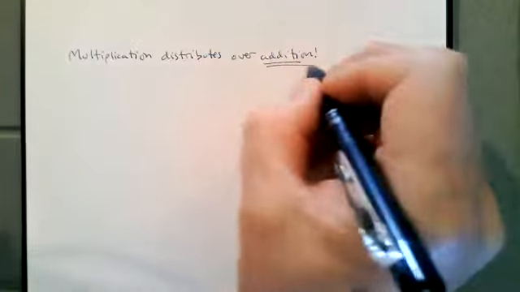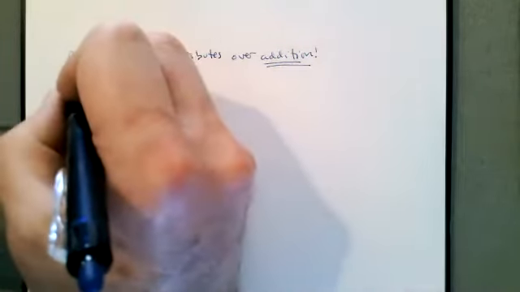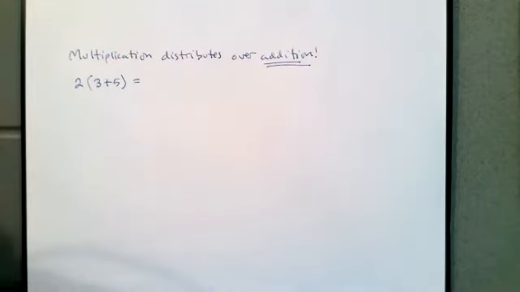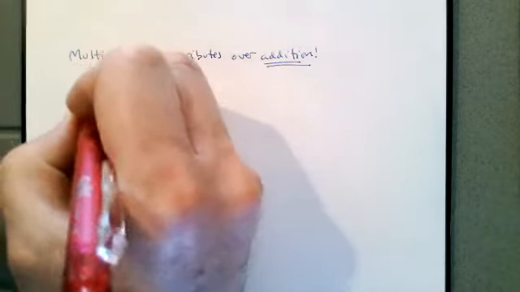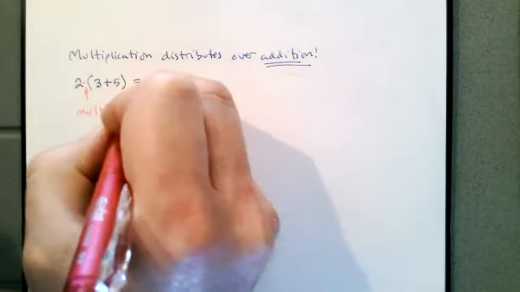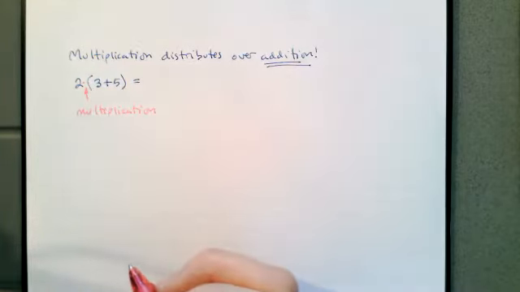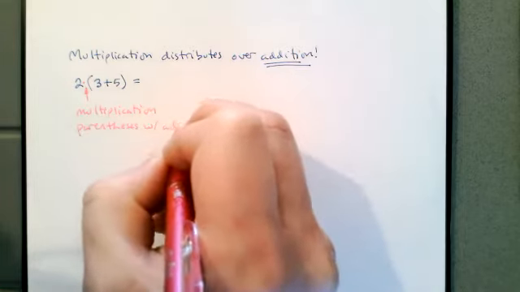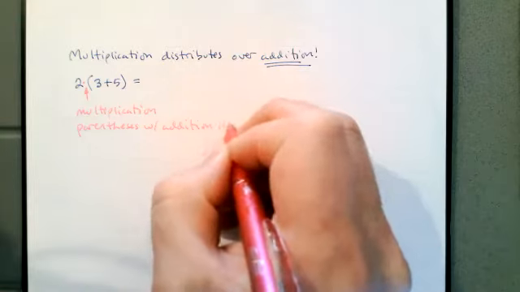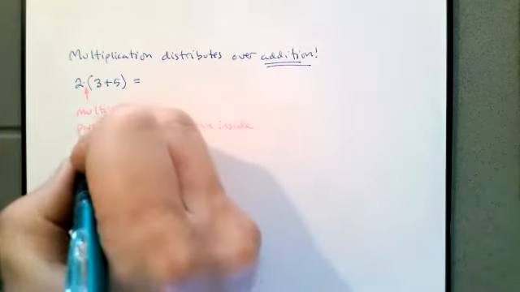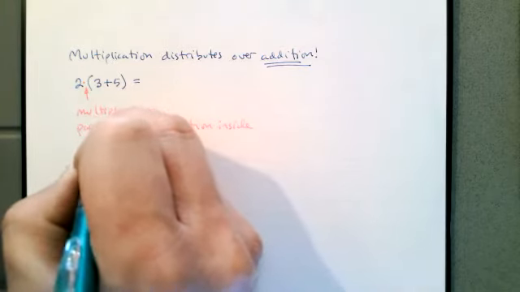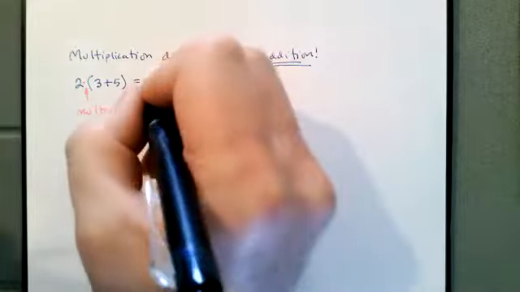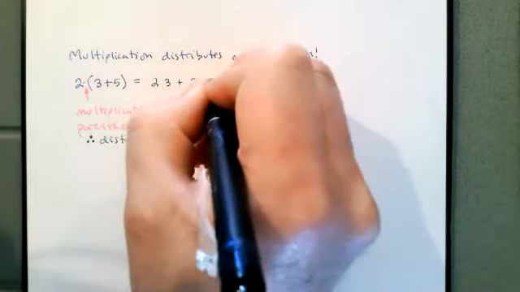Multiplication distributes over addition. So if I have 2 times (3 plus 5), this is multiplication, and there are parentheses with addition inside. That's what tells us to distribute. So I can distribute the 2. I can write this as 2 times 3 plus 2 times 5.